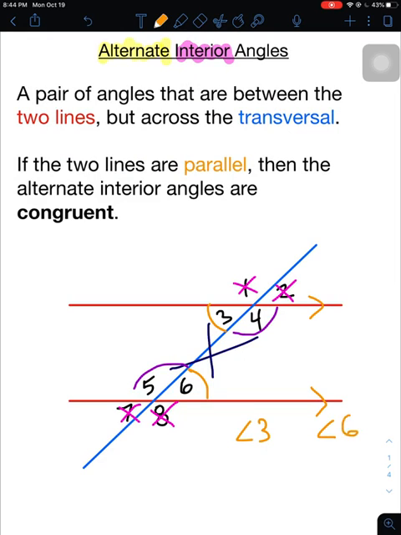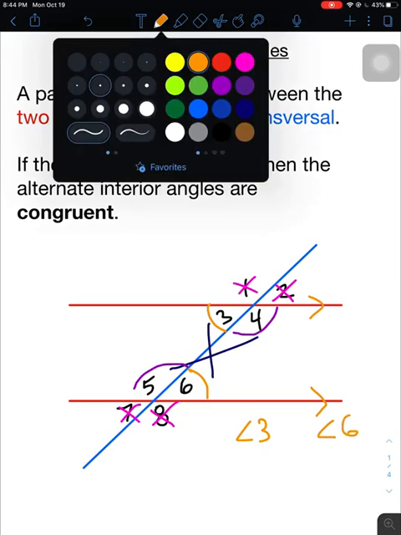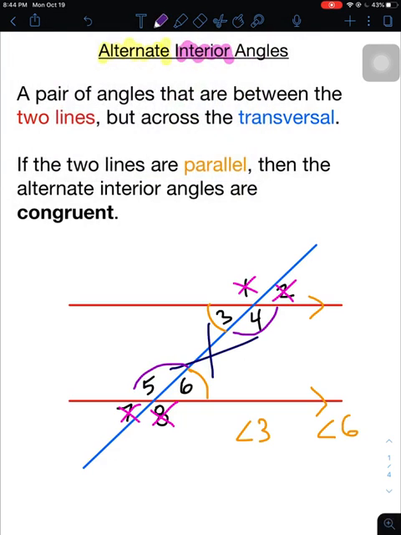So again, angle 3 and angle 6 are alternate. And angle 4 and angle 5 are alternate. Okay, the ones that are across from each other. Now, since the two red lines are parallel, they are going to be congruent. So angle 3 is congruent to 6 and angle 4 is congruent to 5.